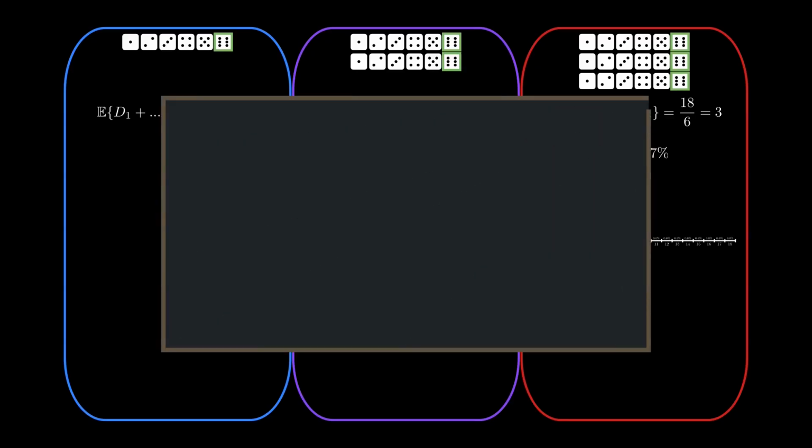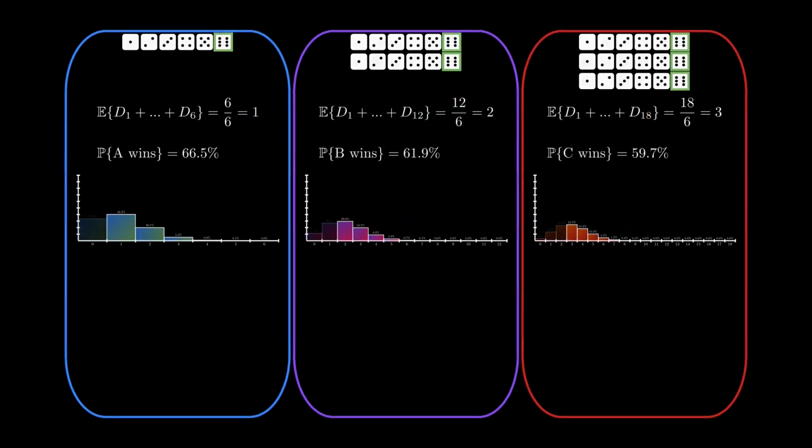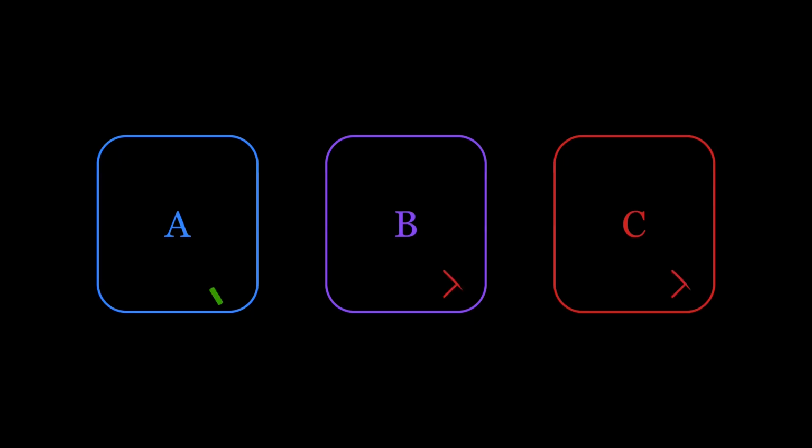And finally, we can play the same game with option A to conclude that option A actually wins with a probability of 66.5%. Therefore, if you need to choose one of these games, do yourself a favor and choose option A.